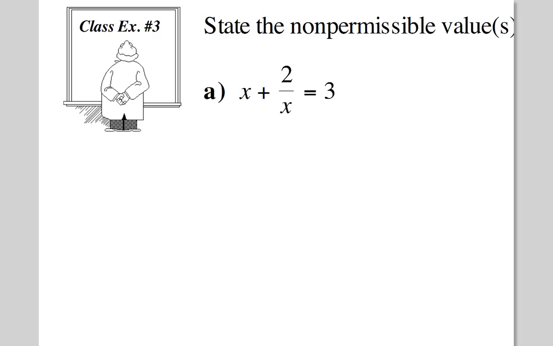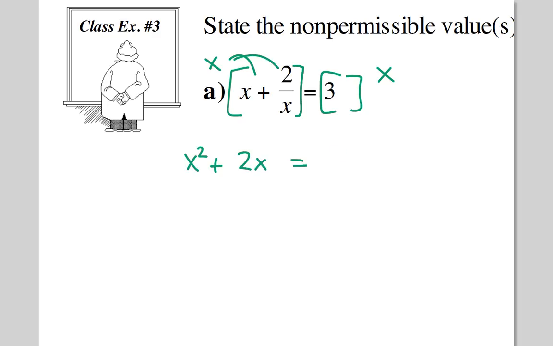Okay, staring at this, what do you see? Multiply by x? Why would you do that, Carl? Because it's in the bottom. We want to ultimately get rid of what? The denominator. So if we times everything by x, what happens? x squared plus 2x equals 3x? Oh my goodness, that's so nice.